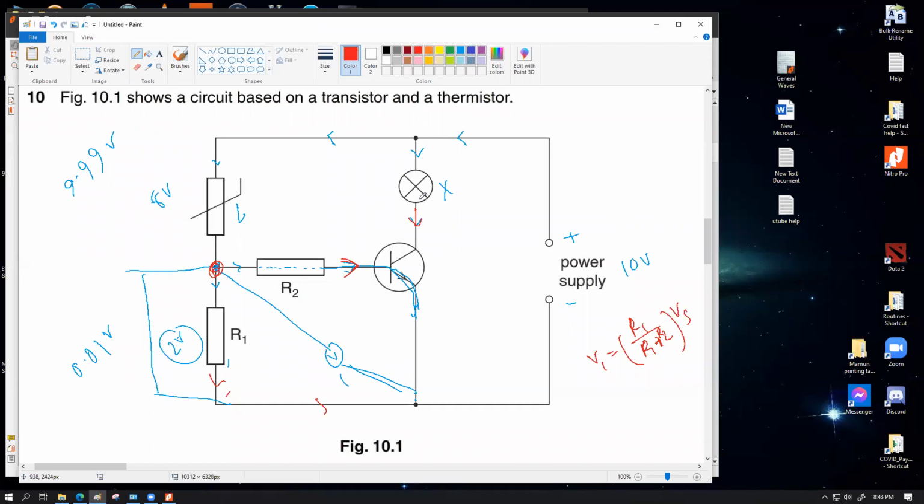Let's say this light bulb is a filament bulb. How does a filament bulb work? Think about it. For a filament bulb to work, you have to have enough current flowing through the filament so that it will heat up the filament, and that heat energy will ultimately convert into light energy.